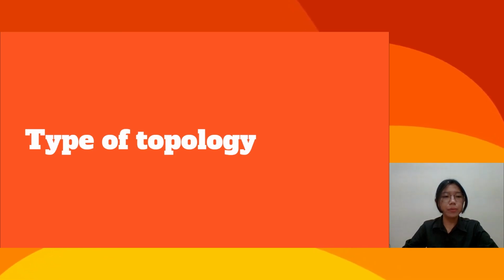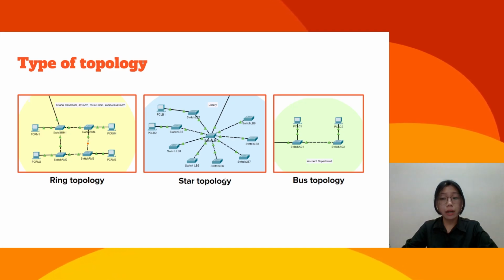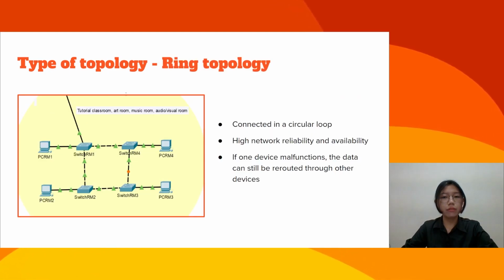So now I will present the types of topology used in our network design. We have used three types of topology, which are ring topology, star topology, and bus topology. In the ring topology, each of the devices is connected in a circular loop. The advantage of this ring topology is that if one device malfunctions, the data can still be rerouted to other devices.